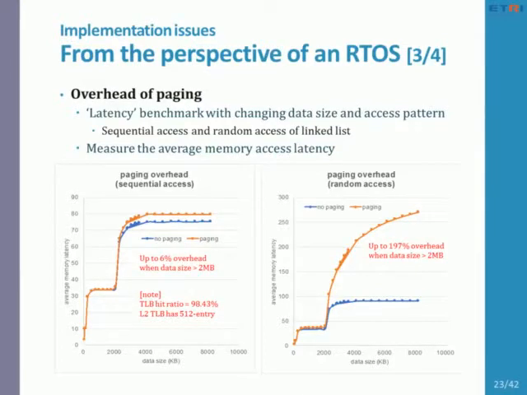In the first figure, we access the data in a sequential way, so the TLB miss rate is not that high. In that case, the time overhead due to paging was 6%. It's not that big. But in the second graph, as you can see, with the same benchmark but a different access pattern, the performance degrades by up to 197%. In this experiment, the access pattern is fully randomized, thus the TLB miss rate is much higher.